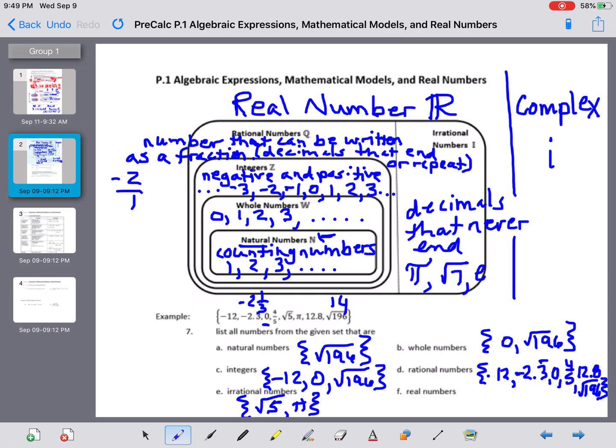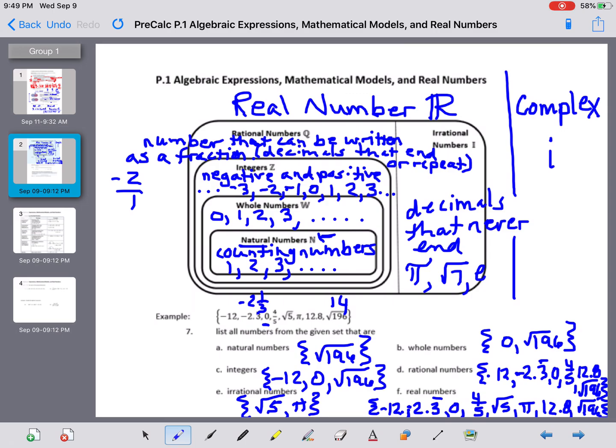And then it says, which ones up there are real numbers? Well, to be honest, that's all of them. I don't see any i's in there. Since I don't see an i anywhere, I have the whole list. So I have negative 12, negative 2.3 repeating, 0, 4/5, square root of 5, pi, 12.8, and the square root of 196.